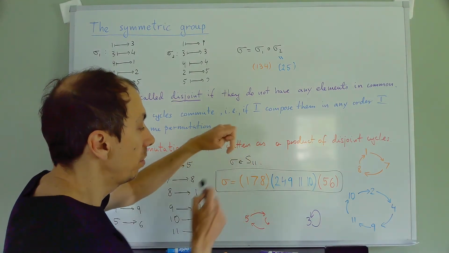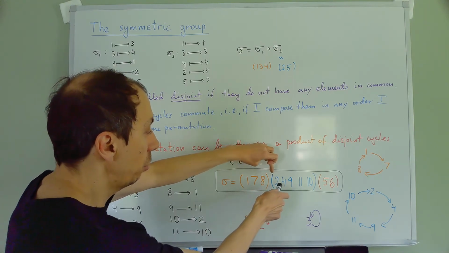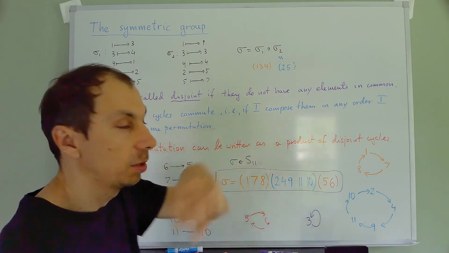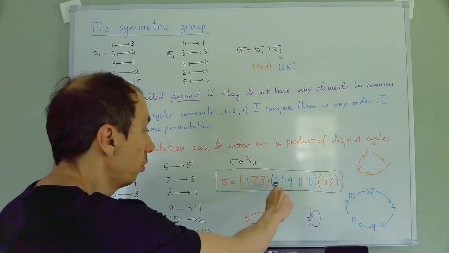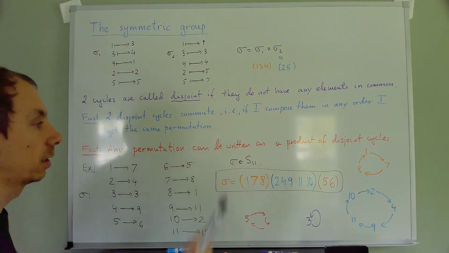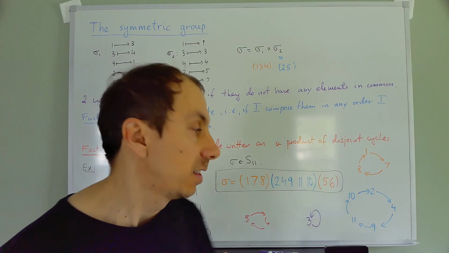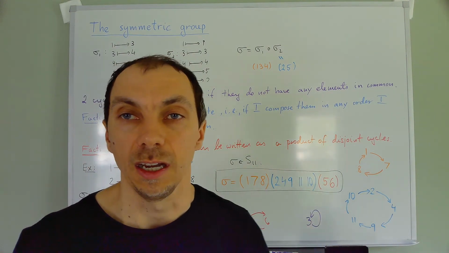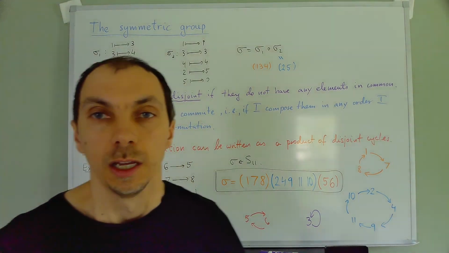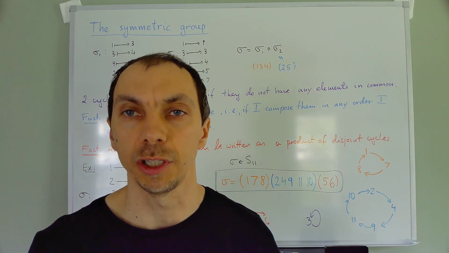Because 1 is already mapped to 7, 2 is not going to be mapped to 7. 7 is already mapped to 8, so 2 is not going to be mapped to 8. And 8 is mapped to 1, so 2 is not going to be mapped to 1. So none of these elements will appear in this cycle, and so on. The proof that any permutation can be written as a product of disjoint cycles goes exactly the same as this example here. In the next video we'll see how we can compose permutations written in cycle notation.